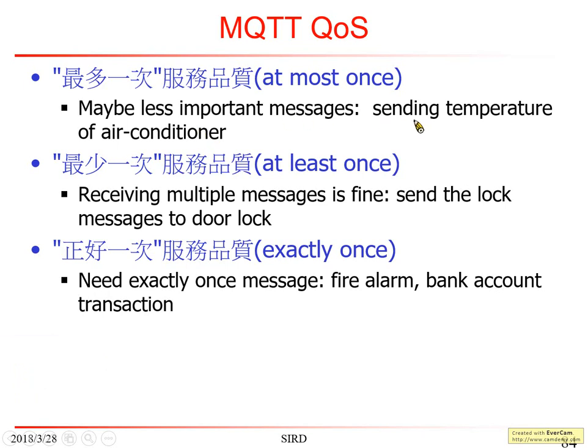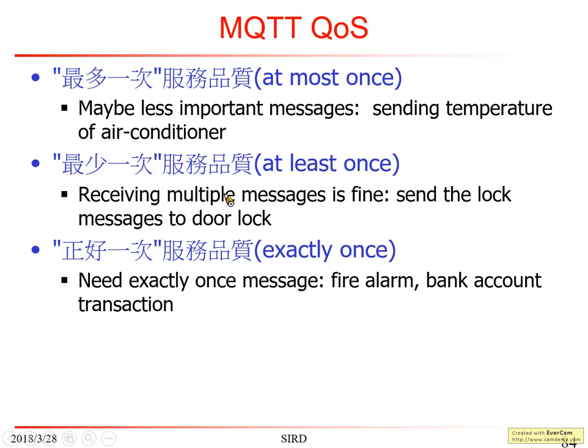Like if someone is sending the temperature of an air conditioner, it's not critical at all. If you receive it, you know exactly the temperature of this room. However, if you do not receive it, the temperature is not a dramatic change, right? So maybe it's not that critical at all.